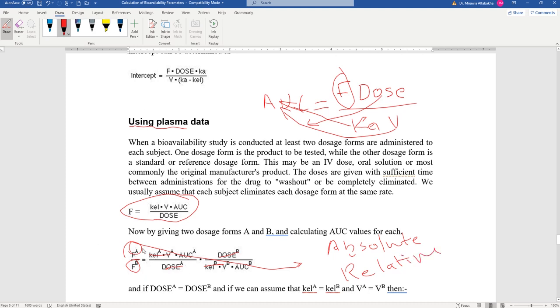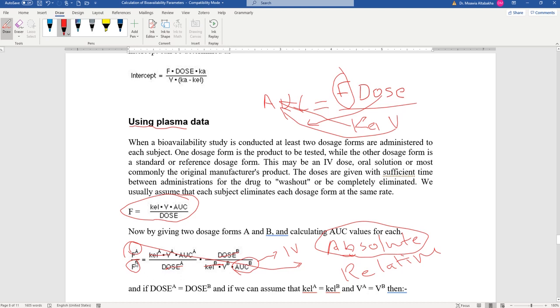So the ratio that we get from here is either absolute or relative bioavailability. When do I call this, when I divide the AUC of A by AUC of B, when do I call it absolute and when do I call it relative? Pay attention. I call it absolute when the reference, your reference product B, is administered by IV. So AUCB here refers to a drug administered through IV injection. This represents the whole drug that entered the systemic circulation, the whole dose. Okay?